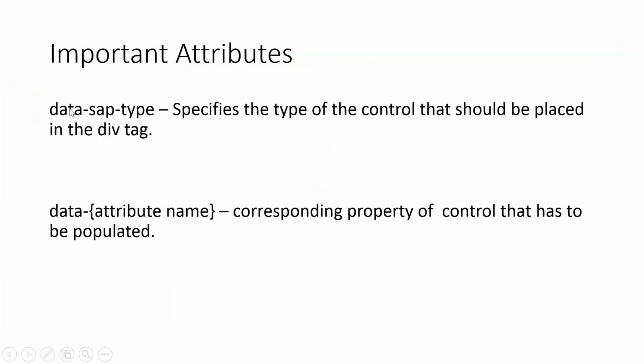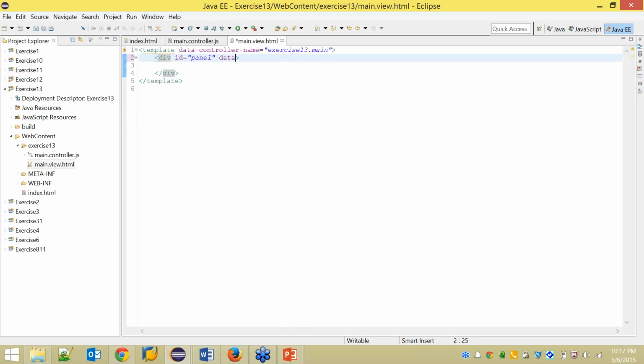One is data-sap-ui-type, and another one is data-respective attribute of the control which we are developing. So data-sap-ui-type is going to tell you the type of the control that you want to instantiate. Now the control that I want to instantiate is panel. So what is the class for that? sap.ui.commons.panel is the control that I want to instantiate.